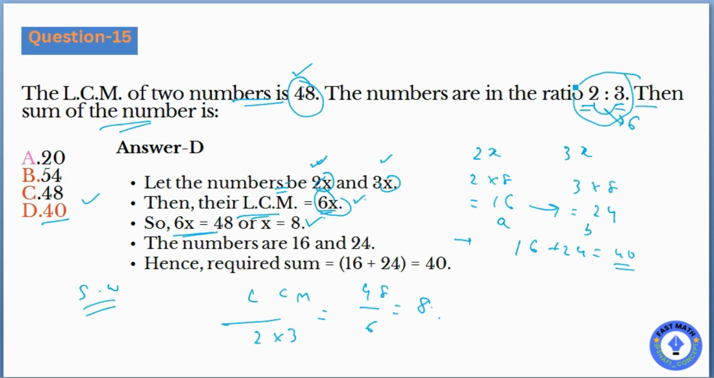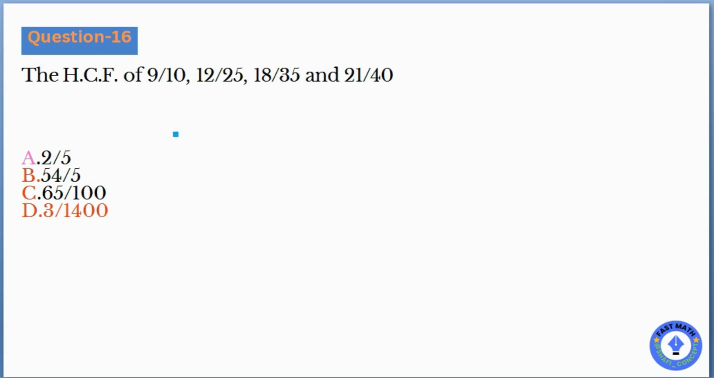Already you know the ratio is 2 is to 3. So the numbers are 2x and 3x. With x as 8, 2 into 8 is 16, and 3x means 3 into 8, which is 24. You add both of these. The answer will be 40. You arrived at this answer. This is the shortest way of doing such a problem. Let's move to the next question.